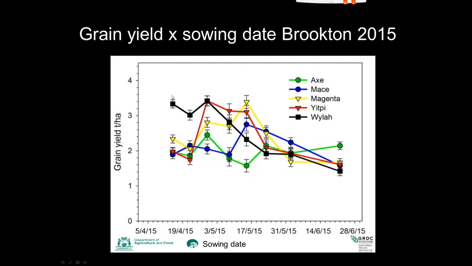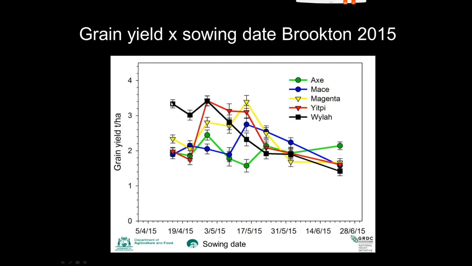So when we look at this from a production system point of view, we basically want to manage our variety choice and sowing date to make sure we're at the top of this line all the way through here, to maximise our production. Now, the challenge we have is that a lot of our agronomic information in terms of variety performance comes from this back end of the window. So yes, if we're looking at mid to late May, the Mace types are really competitive and out-yield the longer season wheat. But as we go into this early May to late April window, the longer season Magentas and Yitpis and Cutlasses, those varieties start to perform.